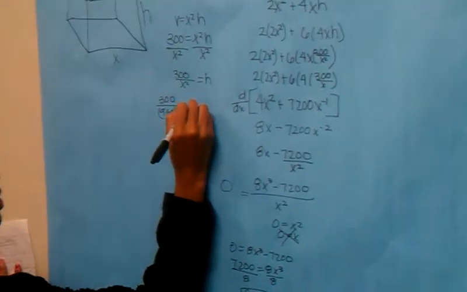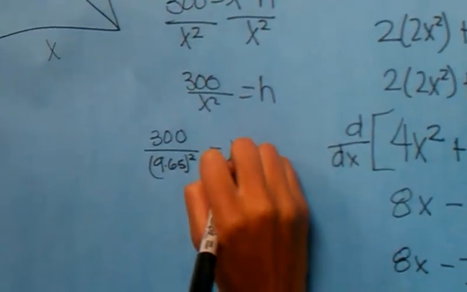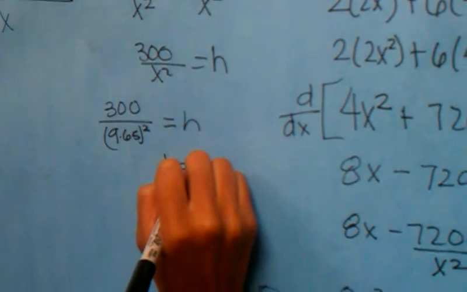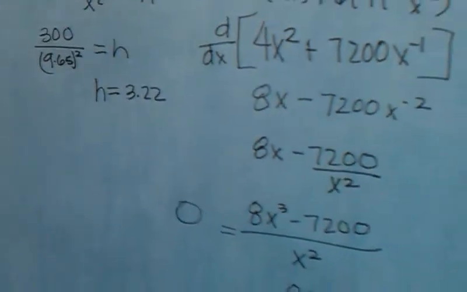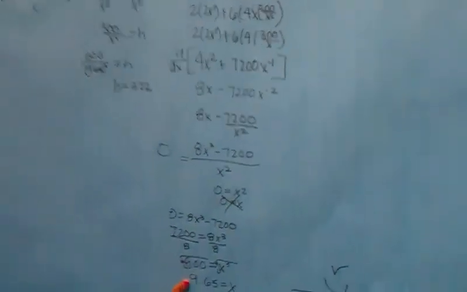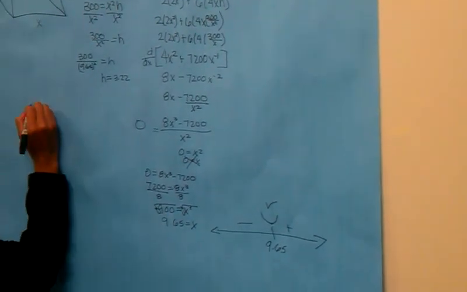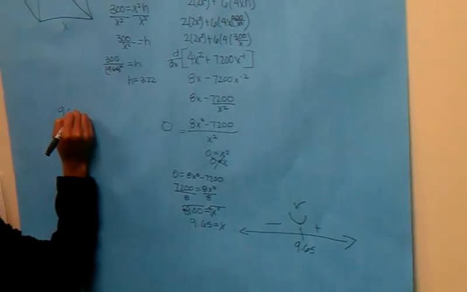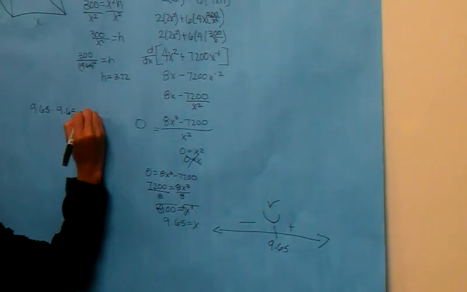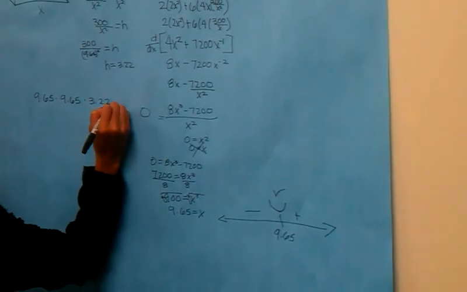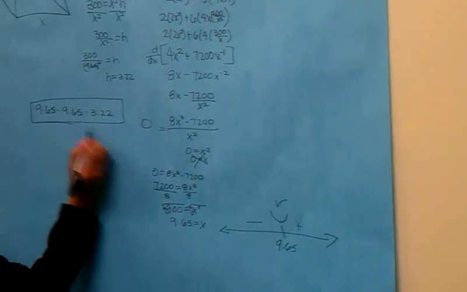Remember, x is squared. And this equals h, so h equals 3.22. So basically what we have here is we have 9.65 for our x's, and we have 2 of those, so 9.65 times 9.65 times 3.22 will be the minimum amounts that we need for our surface area.